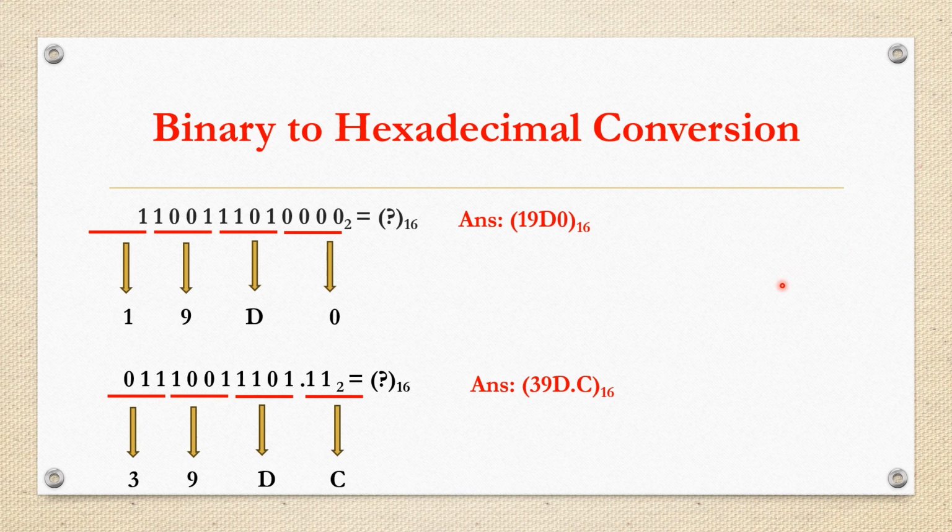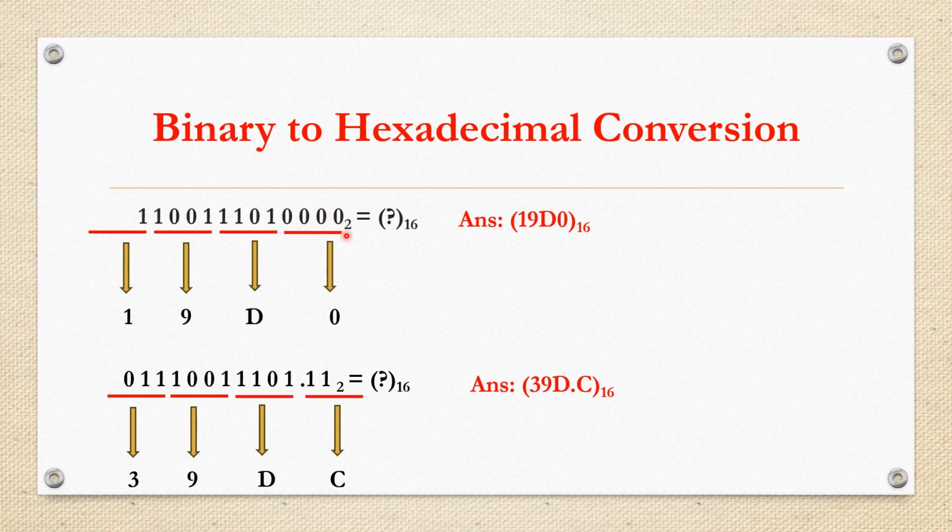For binary to hexadecimal conversion, binary has base 2, hexadecimal base 16. 16 means 2 to the power 4. That's why the grouping will be of 4 bits together. It's an integer number. So 0 0 0 0, then 1 0 1 1, then 1 0 0 1, and then there is only 1 1 left. But we can assume that there are 2 zeros in front of it, as this does not change the value of the entire number.